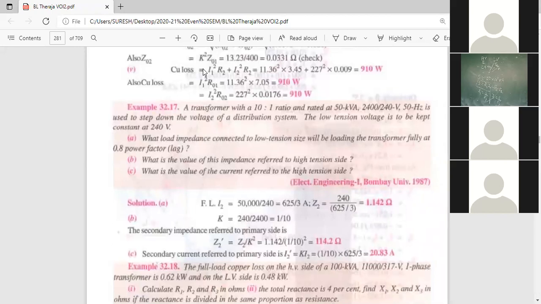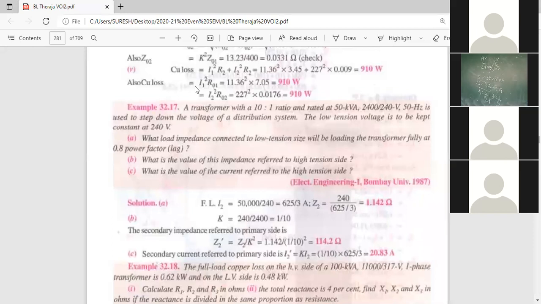There is another formula. We can use the first formula or the second formula. What is the second formula? They have converted into R01. R01 is equal to R1 plus R2 by K square. Instead of separately calculating P1 and P2, combinedly they have taken R01. Then the total copper loss referred to primary winding is I1 square into R01. Otherwise, you can take another formula, I2 square into R02. You will get the same answer.